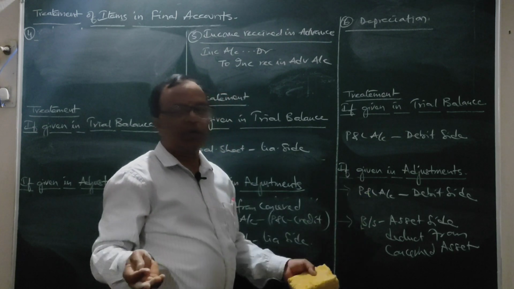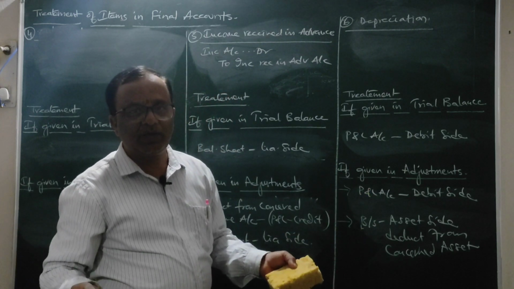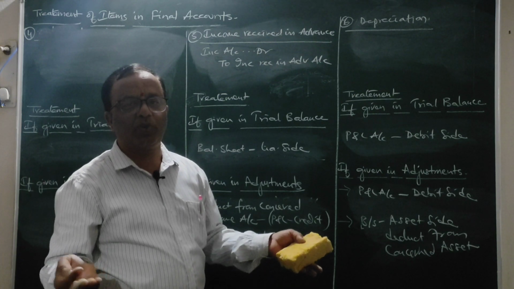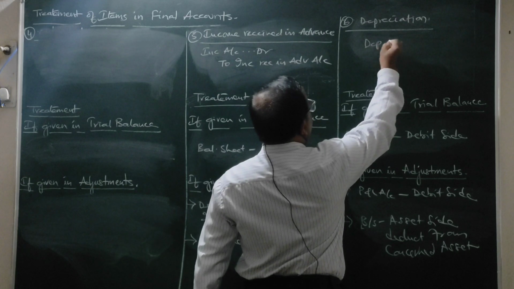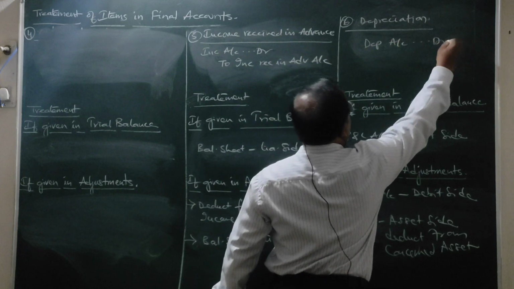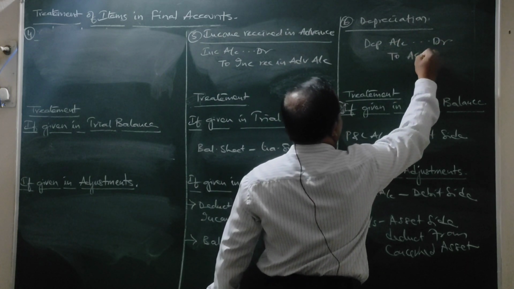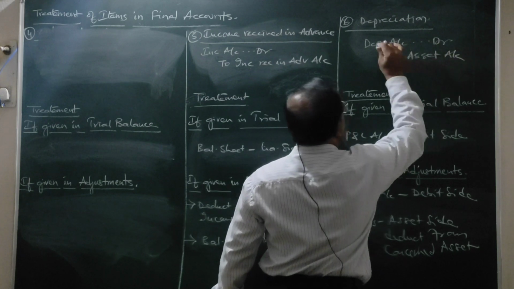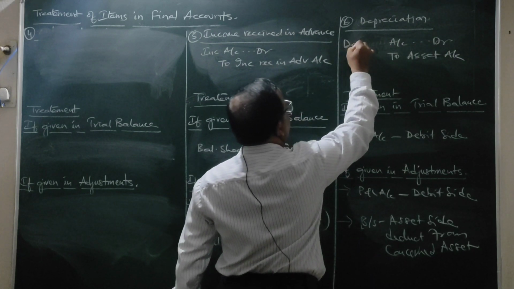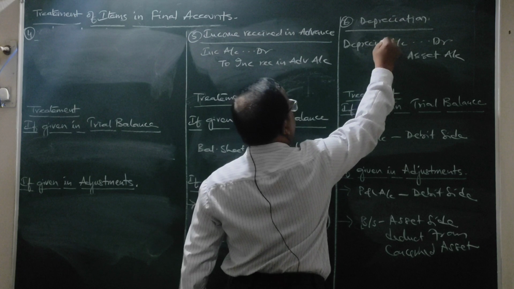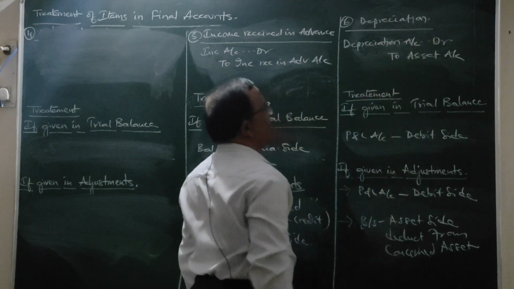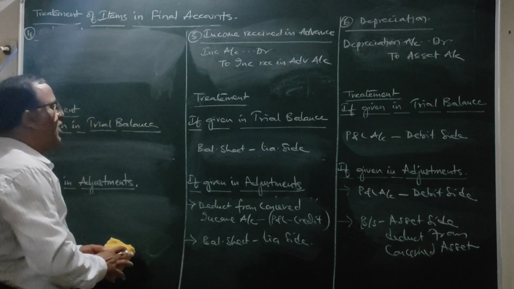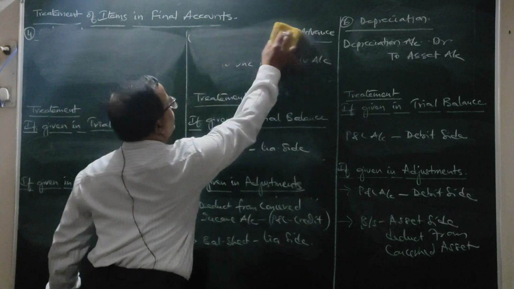See, what is the entry for depreciation? Already you have learnt in the depreciation chapter. Every year when depreciation is provided, what entry are we writing? Depreciation account debit to asset account, that is the entry. Whenever depreciation is provided, this is the entry: depreciation account debit to asset account. Okay, now let's see the next one.